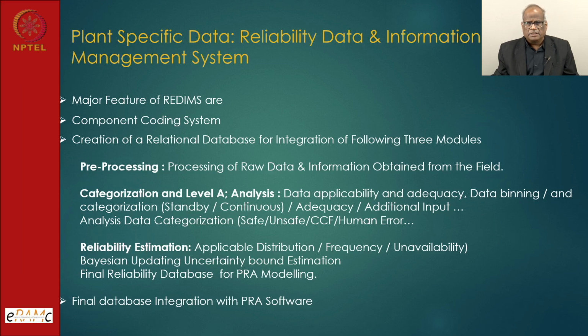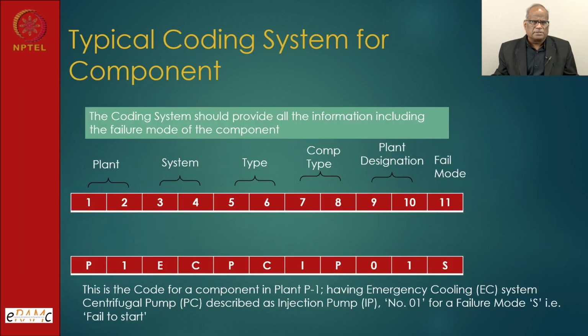So, pre-processing of data, raw data obtained from the field, categorization and level A analysis, data applicability, data binning, these all form part of it, and reliability estimation. And final database integration with the PRA software. So, for probabilistic risk assessment, commercial professional software is available, and it is advised that for a small system we can do the analysis ourselves, otherwise the cut set analysis and Monte Carlo simulation is a very involved job. So, professional software should be used for PRA.